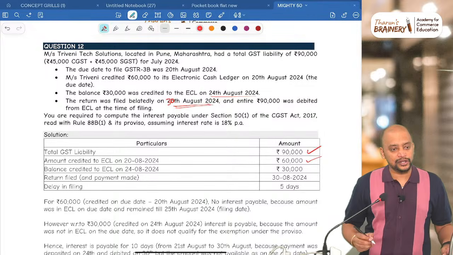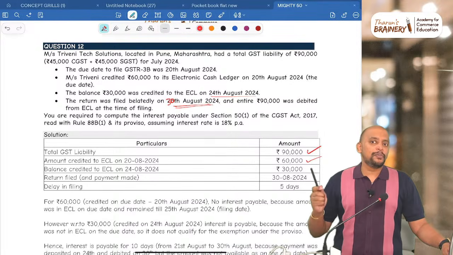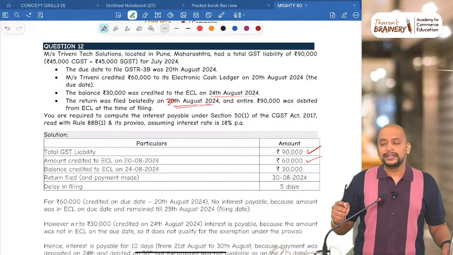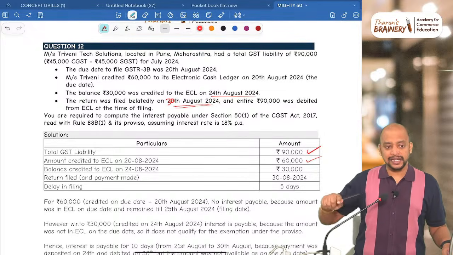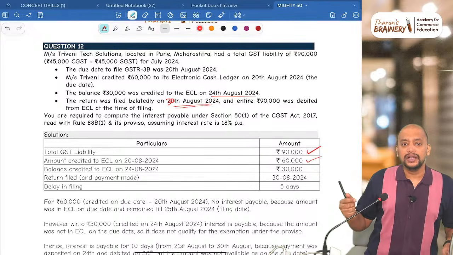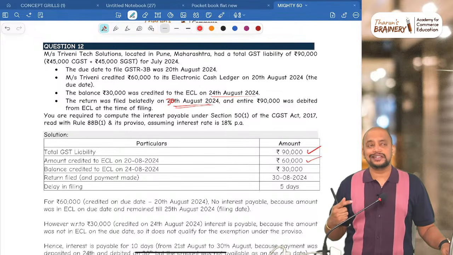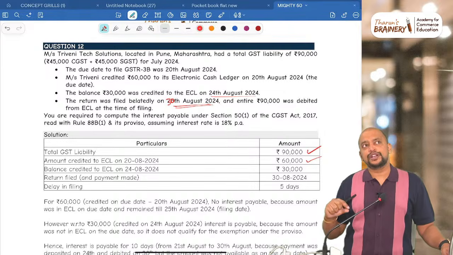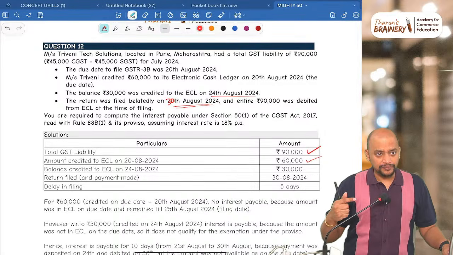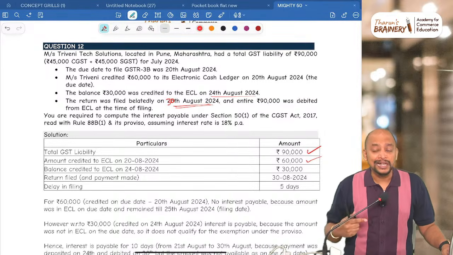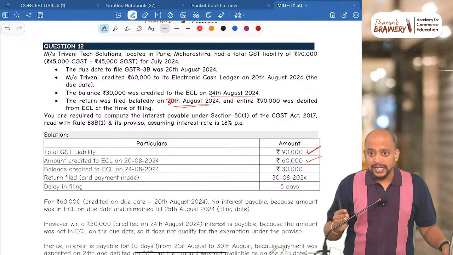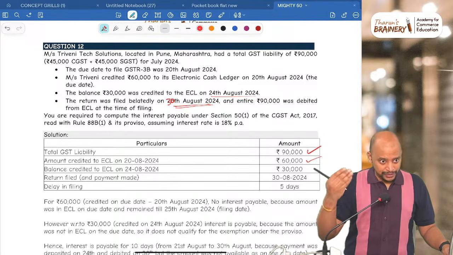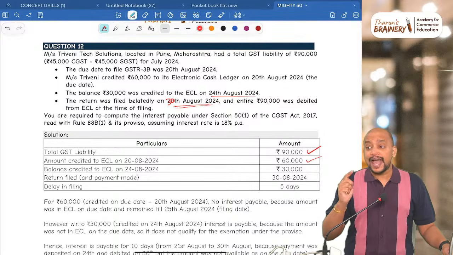Why till 30th August? If there is no balance in the cash ledger as on the due date, then the interest will attract. The proviso says interest is not payable if sufficient balance is maintained in the cash ledger as on the due date. So the proviso itself is not applicable. If the proviso is not applicable, then we need to go by the section. Section 50 subsection 1 says, in case of delay in filing 3B, the interest will be computed from the due date, that is the first date after the due date, till the actual date of payment.